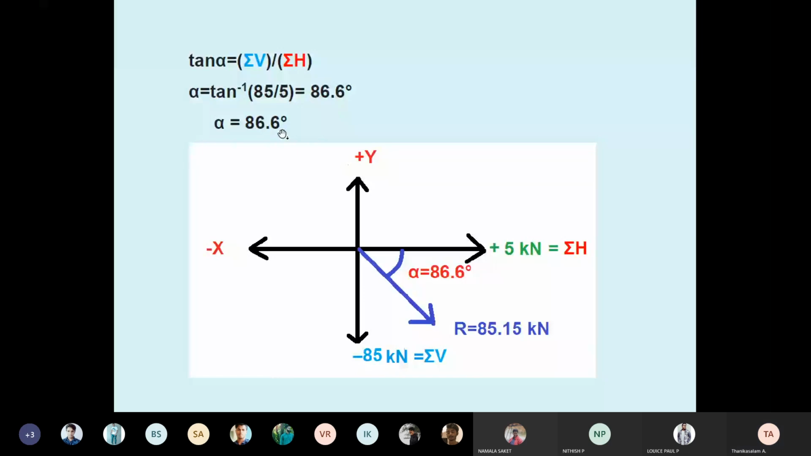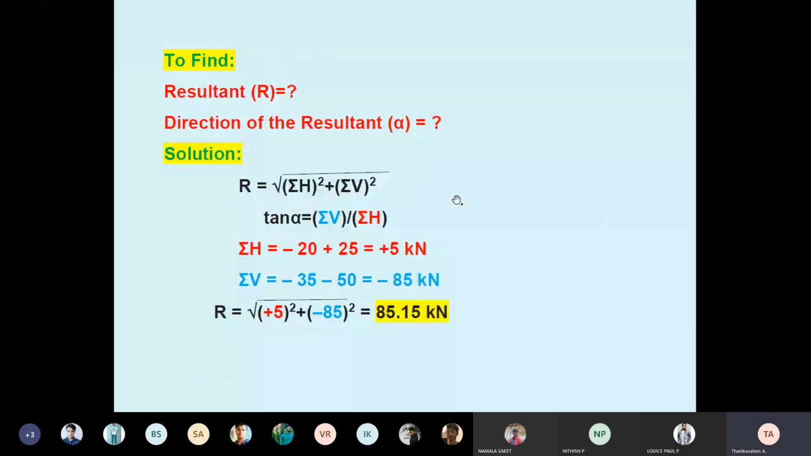See, students, already I told you about the four quadrants, no? First quadrant: x plus, y plus. Second quadrant: minus x, plus y. Third quadrant: minus x, minus y. Fourth quadrant: plus x, minus y. See this answer. Summation H is plus 5 kilonewton, that is x plus. Summation V is minus 85 kilonewton, that is y minus. So x plus, y minus.